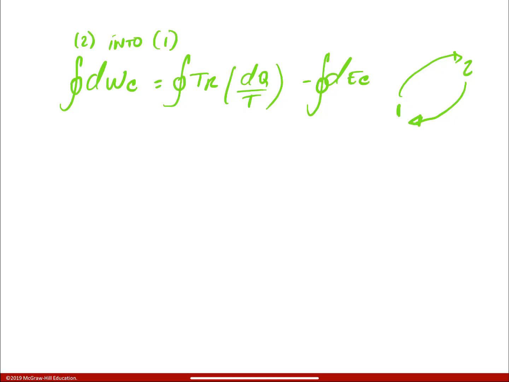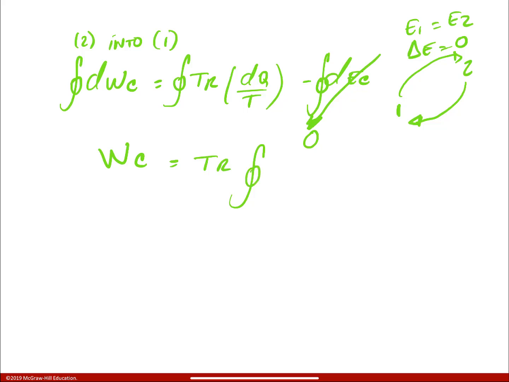What happened when you're working on a cycle? Do you remember? If you don't remember, E1 equals E2, and therefore delta E will be equal to 0. What I'm trying to say with this is that this component, when you let the system go on a cycle, will be equal to 0. And now if I rewrite the equation a little more, I get work of the combined system equals dr, which is constant because it comes from the reservoir, multiplied by the cyclic integral of dq over t.